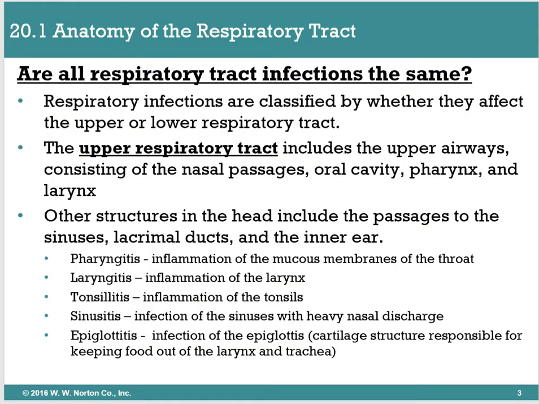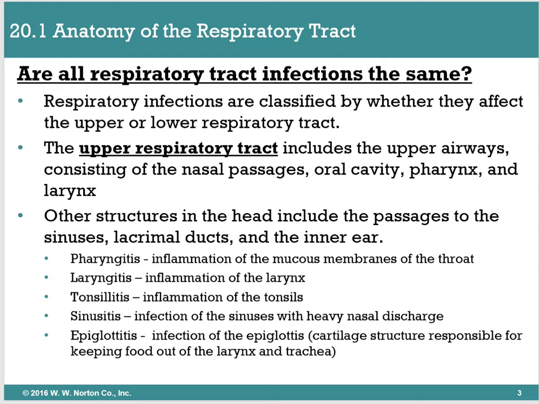So are all infections of the respiratory tract the same? No, they are not the same. No one infection is ever going to be the same. Think about if you've ever had a cold before, your colds vary very differently. Sometimes you have a higher fever, sometimes you have more chills the next time you get a cold. So they're never the same. And the reason why is because it will vary what part of the respiratory tract is actually infected, such as the upper or the lower part of it.